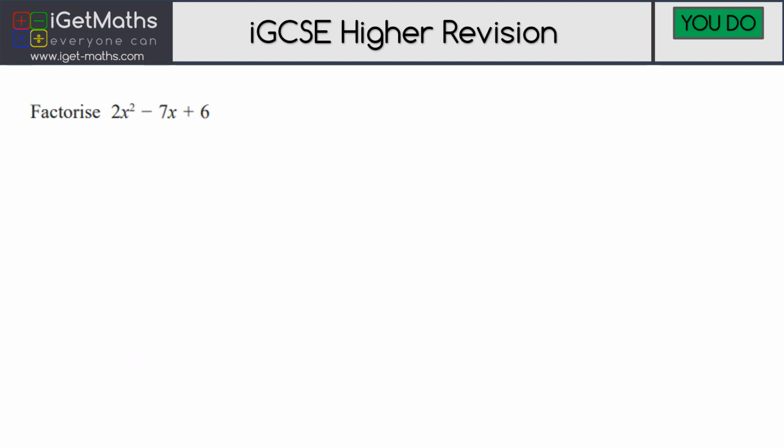So we're going to factorize 2x squared minus 7x plus 6. So step 1, you're going to do 2 times 6. 2 times 6 gives you 12, so you need two numbers that multiply to make 12 and add to make minus 7. Your combination to make 12 is going to be minus 4 times minus 3. Minus 4 times minus 3 will give you positive 12, and it will combine to give you minus 7.